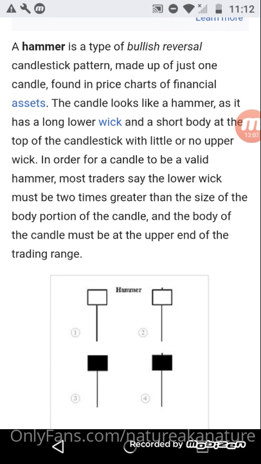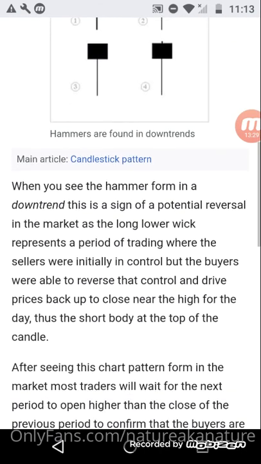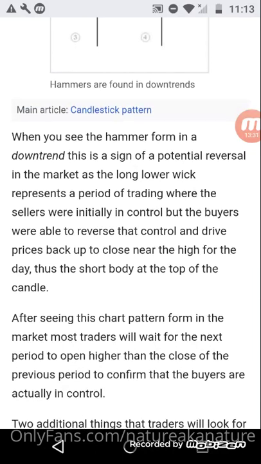In order for a candle to be a valid hammer, most traders say that the lower wick must be 2 times greater than the size of the body of the candle, and the body must be at the upper end of the trading range. When you see a hammer form in a downtrend, this is a sign of a potential reversal in the market, as a long lower wick represents a period of trading where the sellers were in control, but the buyers were able to reverse that control and drive price back up to close near the high for the day. Thus the short body at the top of the candle.